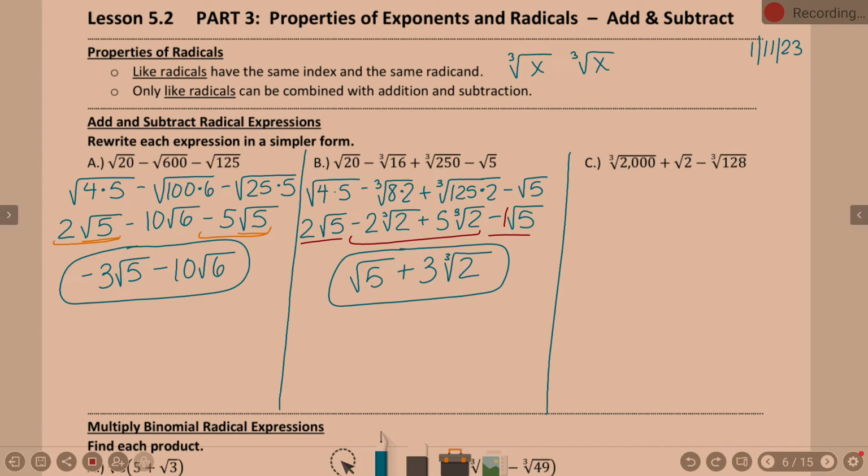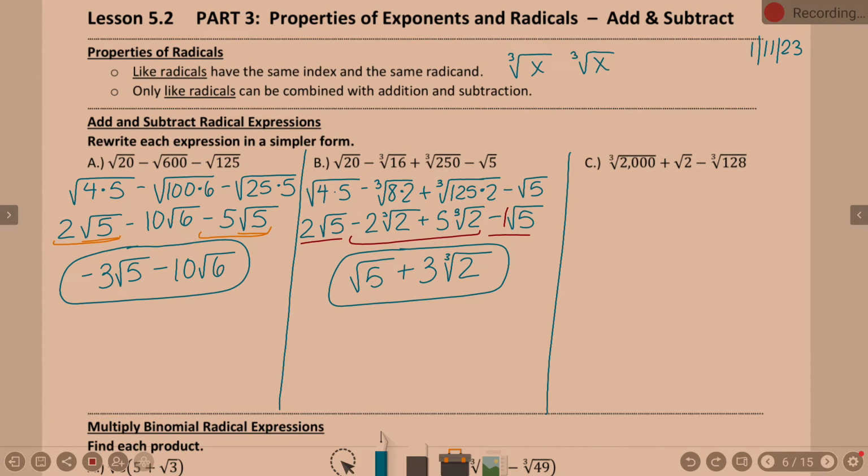Ready to try C? Cube root of 2,000. Well, my paper doesn't go up that high, so I might throw it on my calculator and just double check, make sure it's not a perfect cube. But you get a decimal, right?